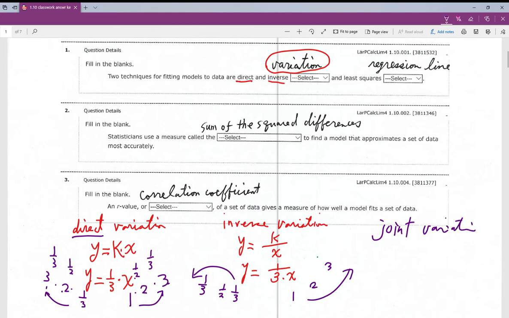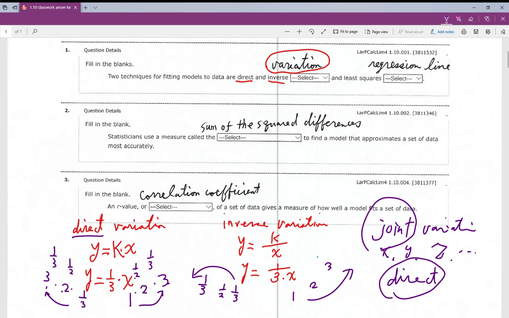Joint variation means we have more than x and y. We have x and y and z and more. So we join more than two variables together, and it's always direct variation. Joint means direct variation. This is the new vocabulary word you have to memorize. We also mentioned this joint variation from algebra 2.